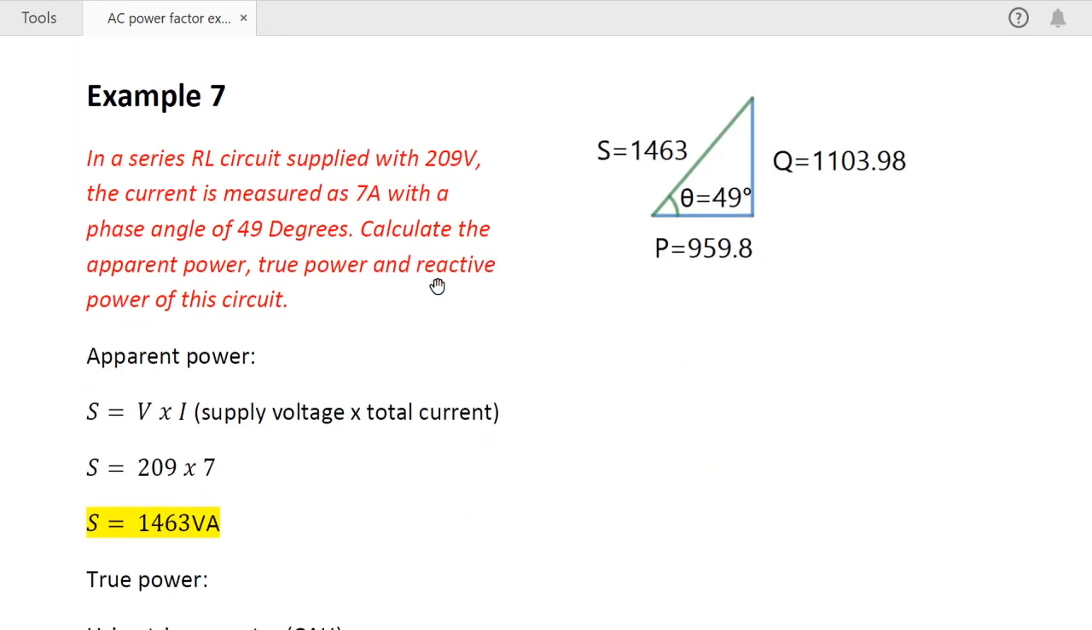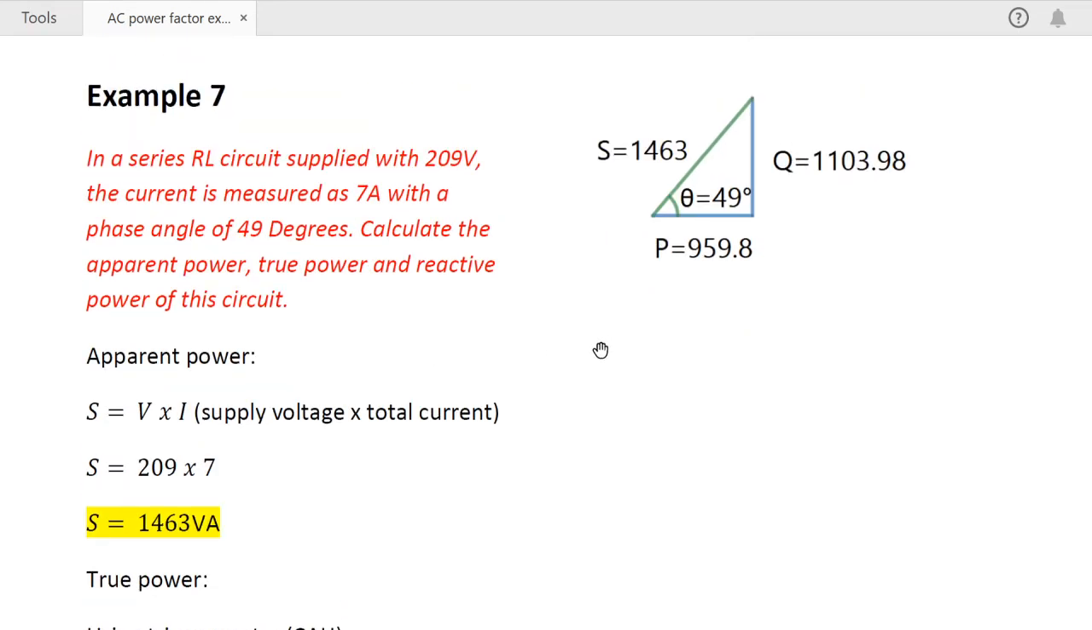Example number 7. We've got 11 total, just so you know. So 7 out of 11. In a series RL circuit supplied with 209 volts, the current is measured as 7 amps with a phase angle of 49 degrees. Calculate the apparent power, true power, and reactive power of the circuit.